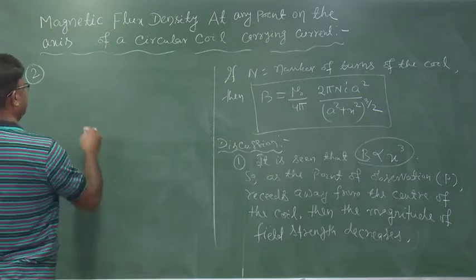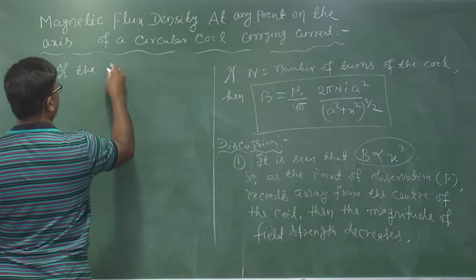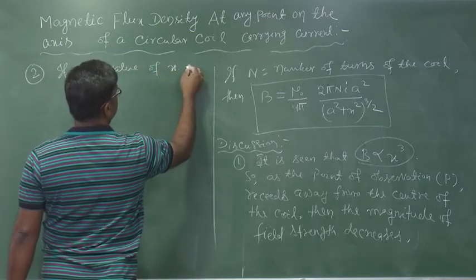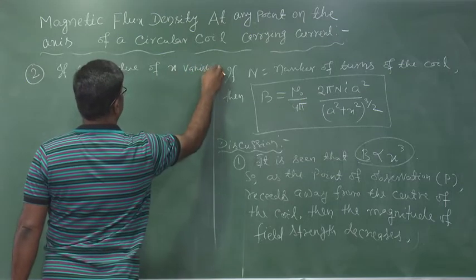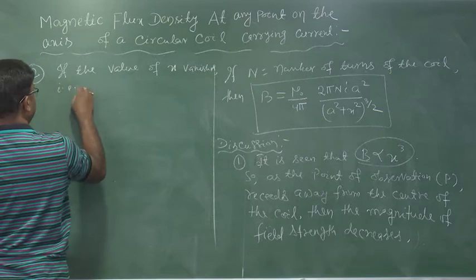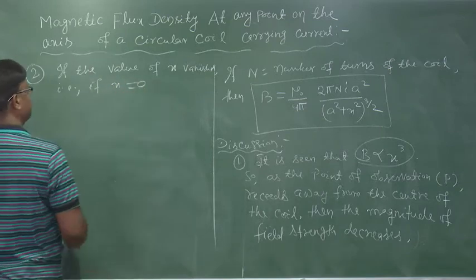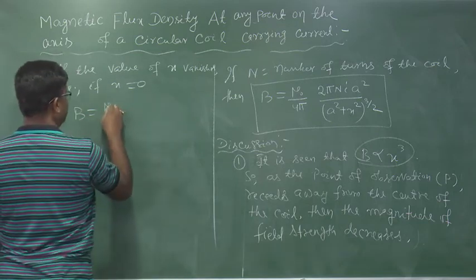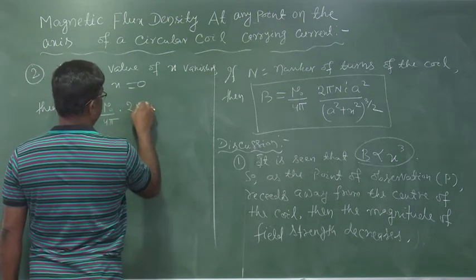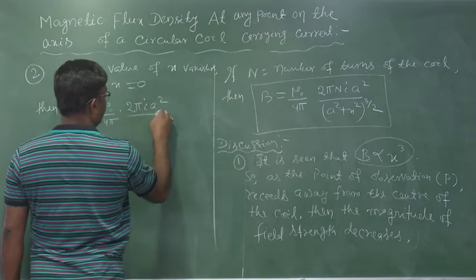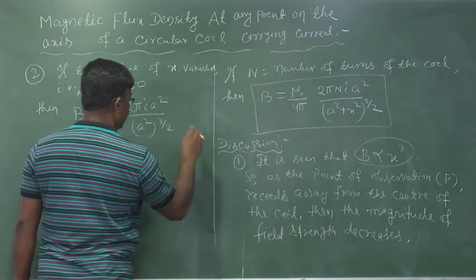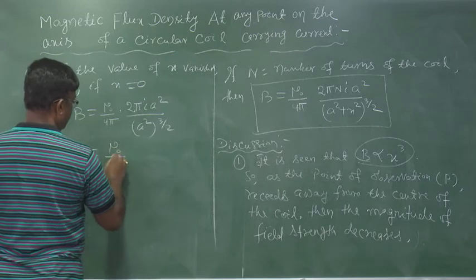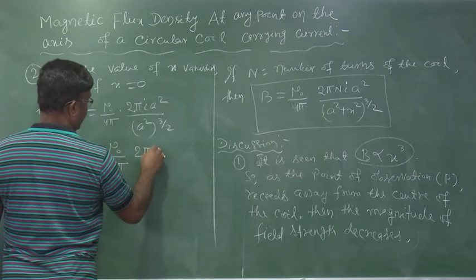Number 2 point, if the value of x vanishes, that is, if x is equal to 0, then B will be mu 0 by 4 pi, 2 pi I a square by a square to the power 3 by 2, and this can be written as B is equal to mu 0 by 4 pi, 2 pi I by A.